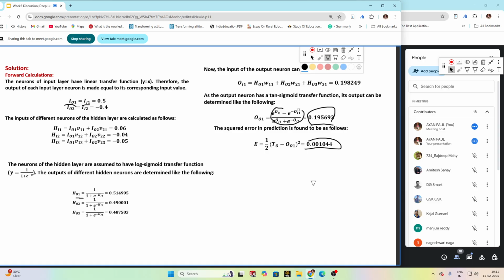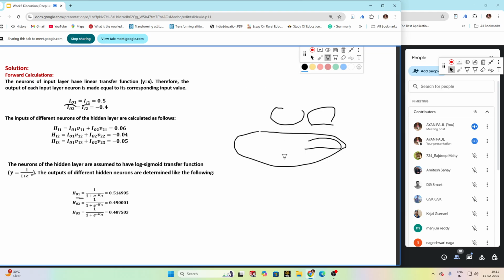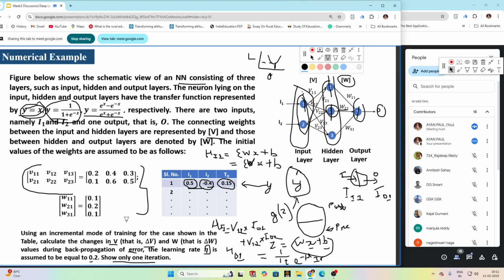This is when we want a linear output, right? This squared error is the MSE function, and this is for the regression problem. Okay, as nothing is mentioned in the problem, whether it is classification or regression, so let's take it as a regression problem. Okay.